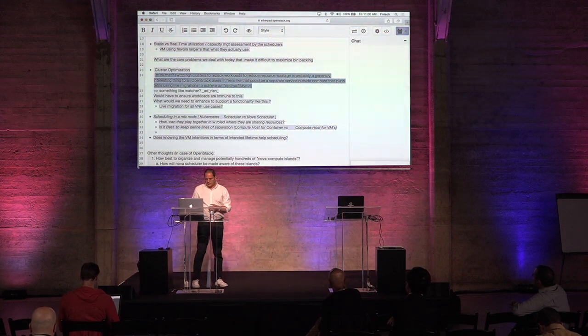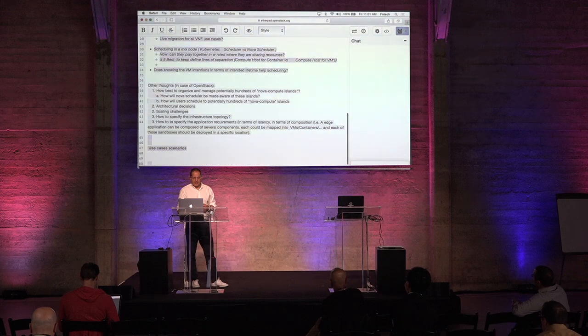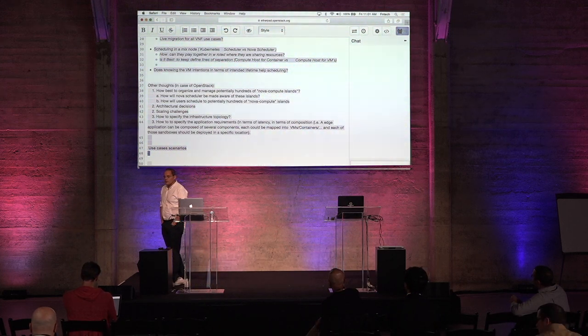What else? Does anybody have any thoughts on or problems you want to solve related to bin packing? Are you mainly focused on containers and VMs just in the control space?